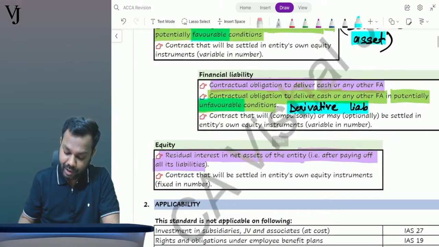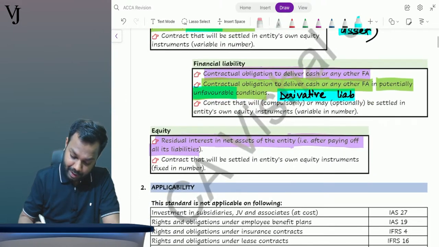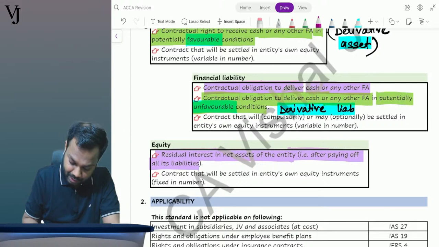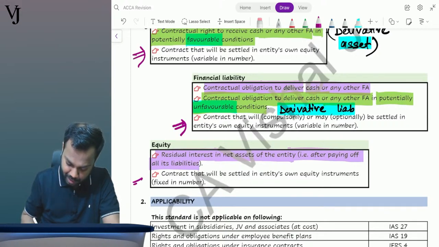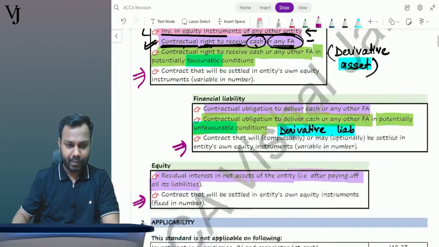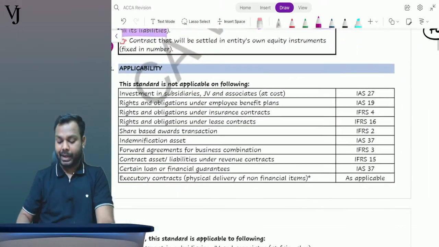I hope it is clear to everyone till here. Now, I am leaving these three points for the time being. This one I have parked for the time being. Okay, we'll cover it. Now, applicability.